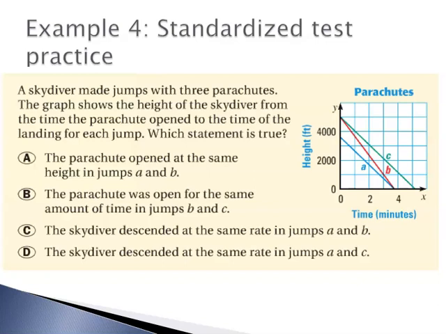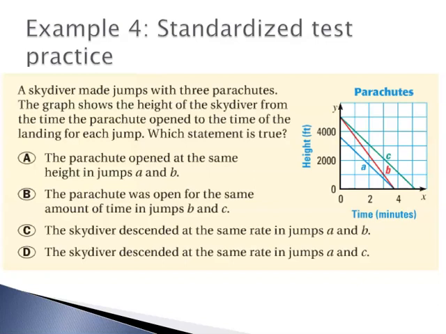Next, we have the parachute was open for the same amount of time in jumps B and C. Now for B and C, if you look along your x-axis, which shows you the amount of time, it looks like B was open just under 4 minutes, but C was open for a little bit more than 5 minutes. So B is not our answer.